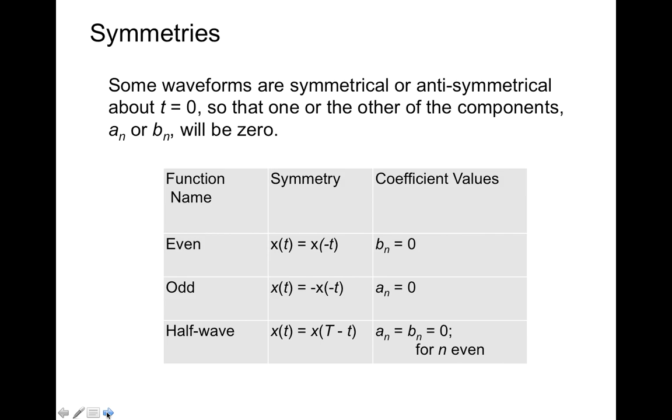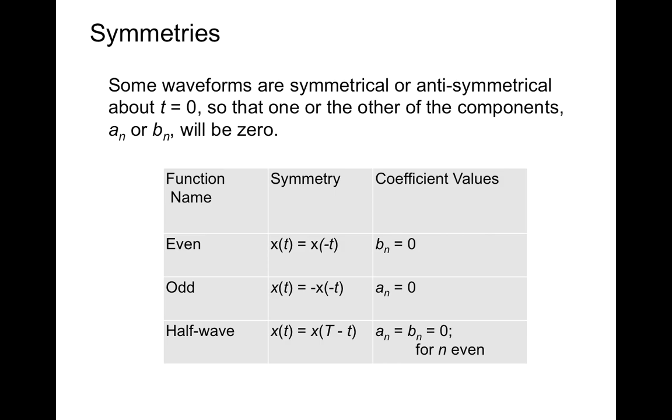Okay, it's important here to talk about symmetry a little bit. So, the definition of even and odd functions, as well as half-wave functions, but mostly in the class we want to focus on even and odd functions. An even function says that x of t is equal to x of minus t, and an odd function says that x of t is equal to minus x of minus t. An even function will only have cosine terms in the series, and an odd function will only have sine terms in the series.